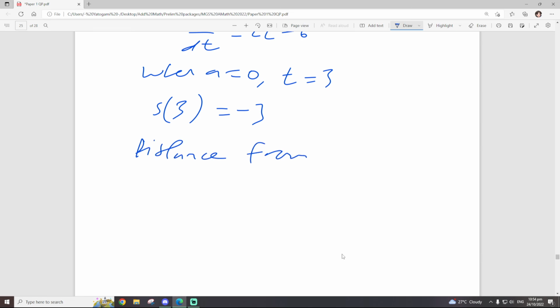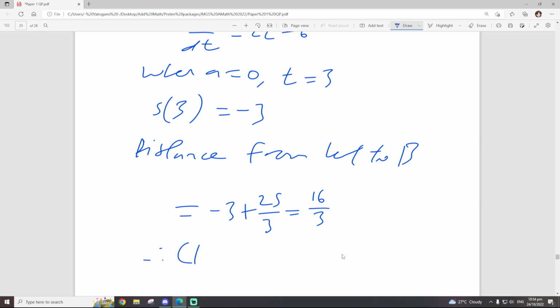The distance from here to B equals negative 3 plus 25 over 3, and this is, well, this is 14 over 3. No, wait, 16 over 3. Okay, so therefore C is closer to the origin, right? Because the distance to the origin is just 3, so it must be closer to O. Okay, yeah.